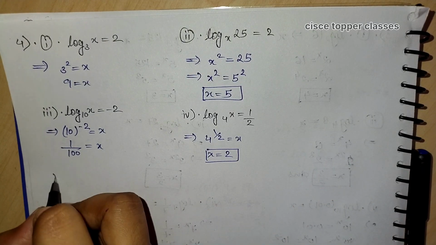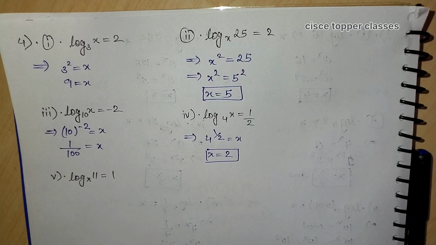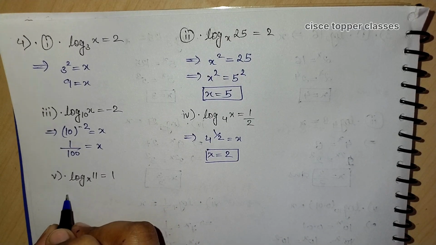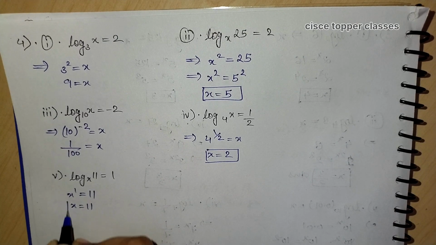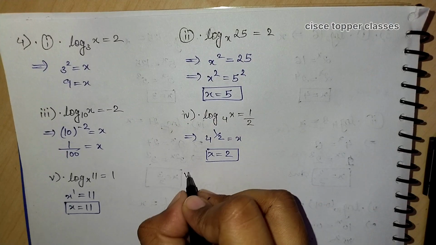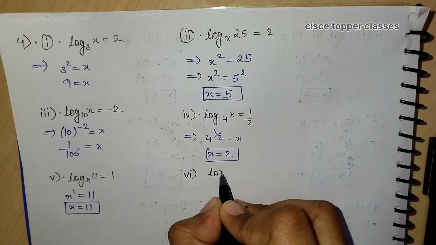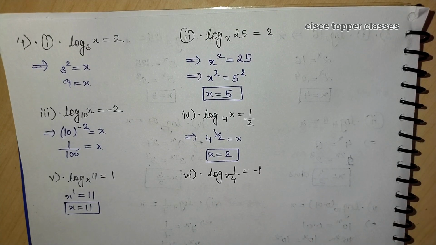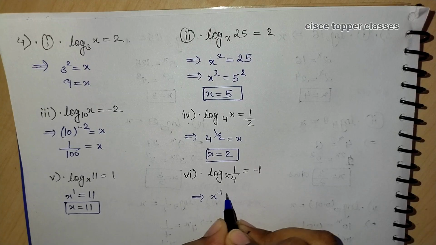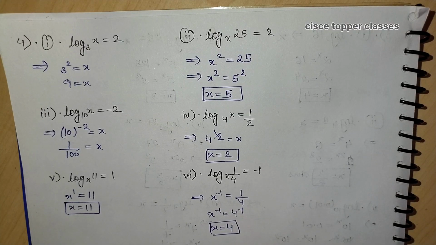Now the fifth part here is log of 11 with base x is equal to 1. So it will be x to the power 1 equal to 11. From here x is equal to 11. Sixth part of this question here, fourth question, log of 1 by 4 with base x equal to minus 1. So x to the power minus 1 equal to 1 by 4. So x to the power minus 1 equal to 4 to the power minus 1, and comparing, x is equal to 4 from here.